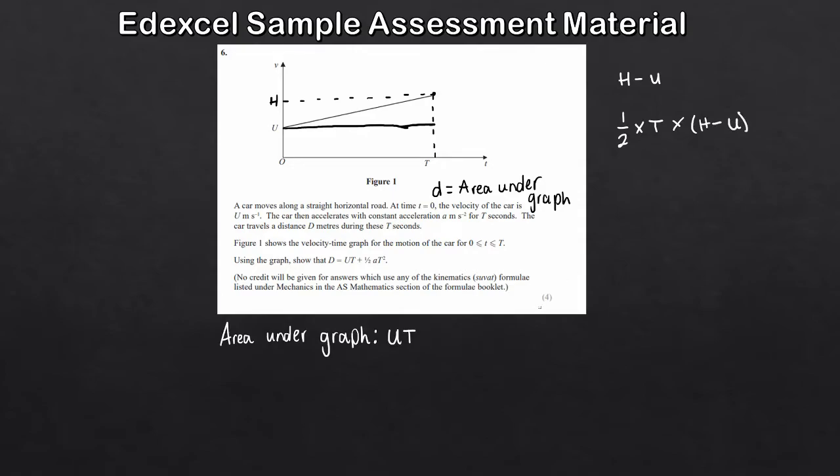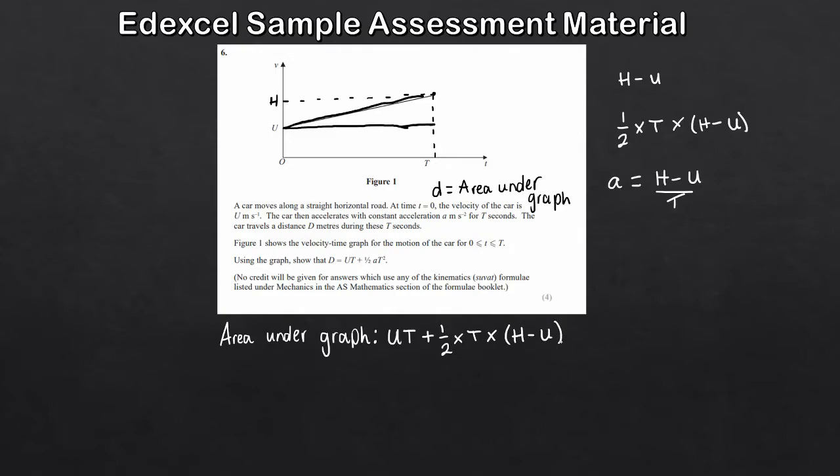Well, we know this straight line here, so we'll just draw it on the sketch. This straight line here is my constant acceleration. So in other words, a is equal to h minus u divided by t, the time. So it's the change in the velocities divided by time. So if we know a is equal to h minus u divided by t, the only issue we have now is this h minus u. The area under the graph is a half times t times h minus u.